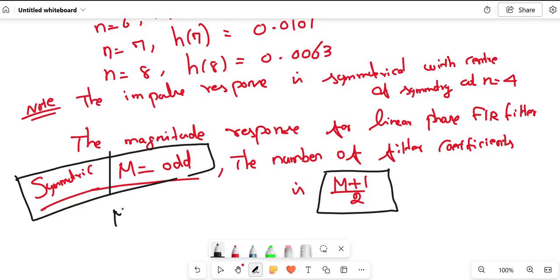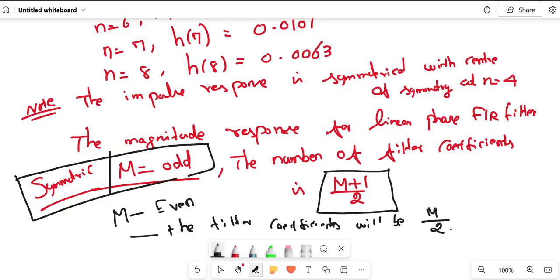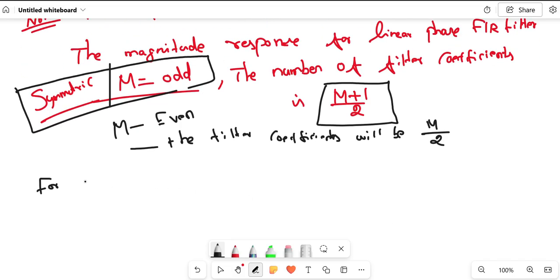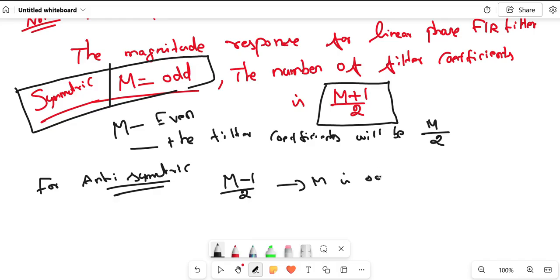If M is even, you know that the filter coefficients will be M by 2. For antisymmetric, I remember here, in MCQ, for antisymmetric, M minus 1 by 2 if M is odd, and M by 2 if M is even.